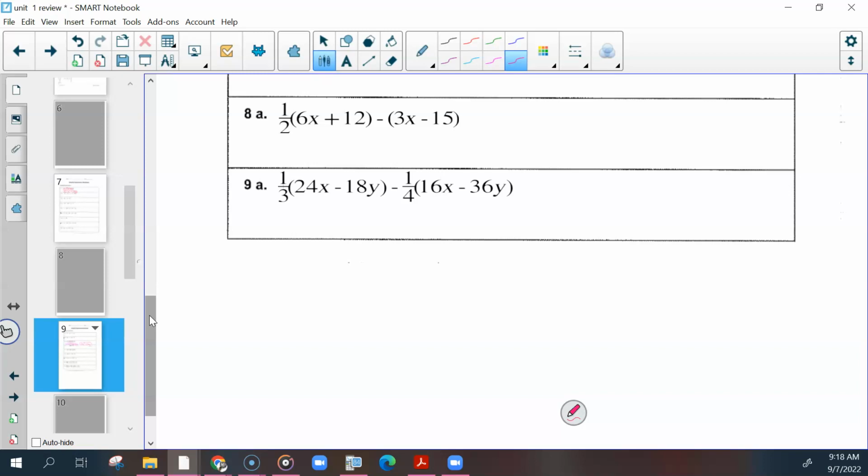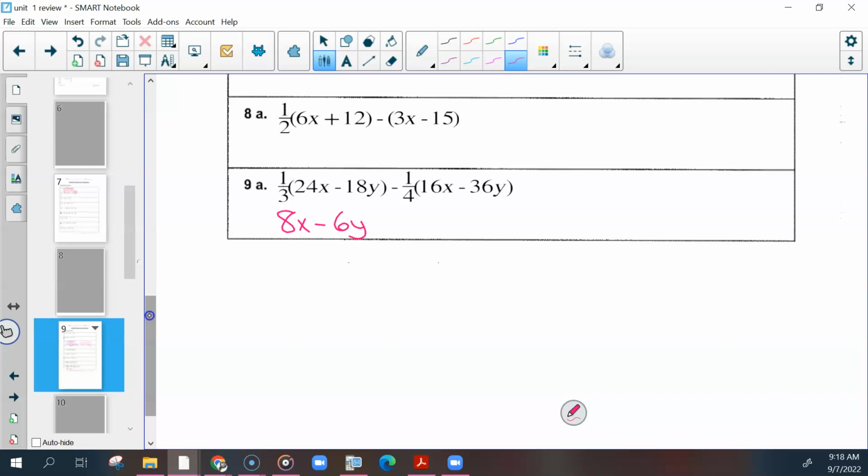Okay. So now you are distributing rational coefficients, your fractions. Remember that if you don't have anything up here, you can think about this as anything but 1. You can think about this as dividing instead of multiplying. So 24 divided by 3 would give us 8. Include your x. Negative 18 divided by 3 would give us negative 6, and then include your y.